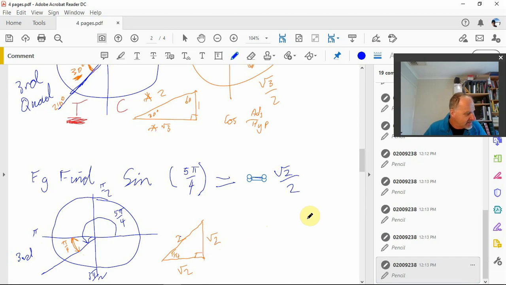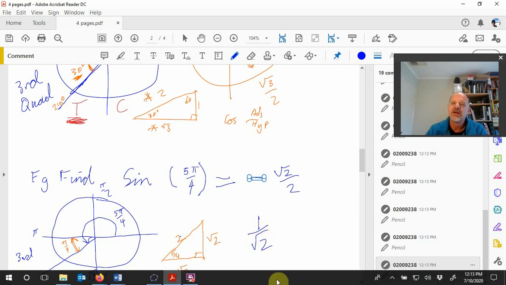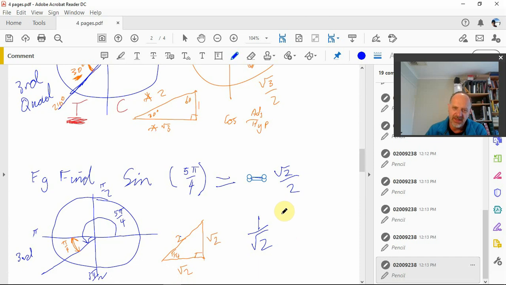Now, sometimes you see the sines and the coses written as 1 on root 2. Now, if this is 1 on root 2, if I rationalise the denominator, I get 1 times root 2 on root 2 times root 2, which is root 4, so that is root 2 on 2.